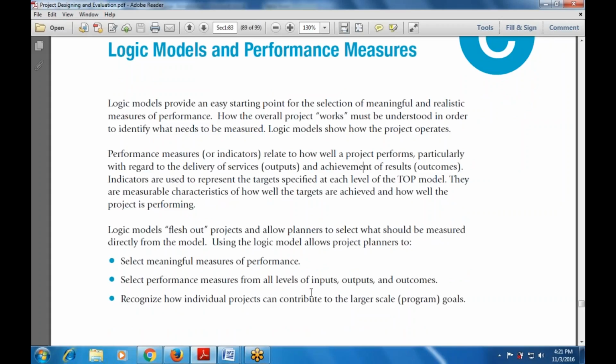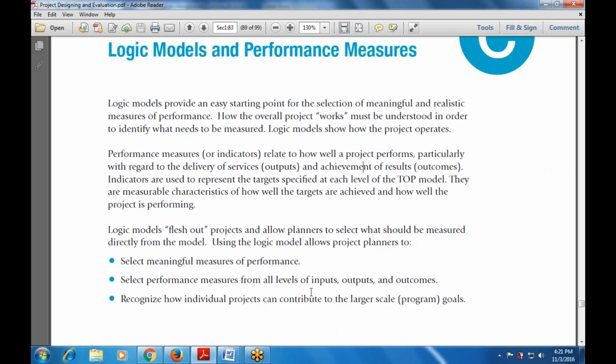So there are three parts here: the indicator, the output, and the outcome. Indicators are used to represent the target specified at each level of the logic model, with the concerned performance measure. They are measurable characteristics of how well the targets are achieved and how well the project is performing.